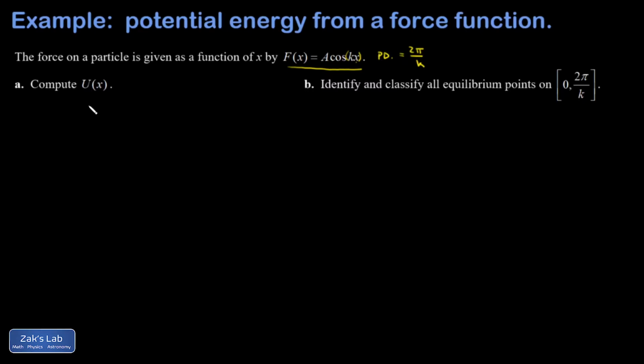So how do I get the potential energy function? I use the fact that the force function is the negative derivative of the potential energy function. If I indulge in some formality here, I can solve for du and say that it's negative f of x dx. If you like, you could just guess an antiderivative, but I wanted to make an integral sign, so here we go.